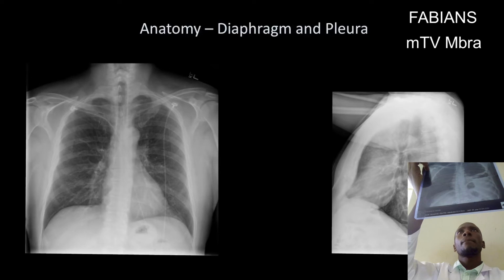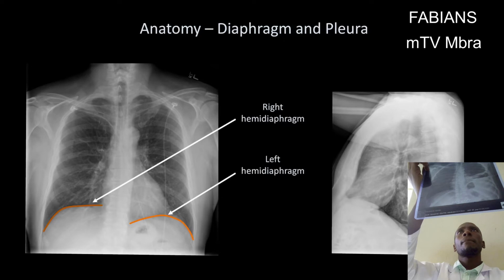Then let's go to the diaphragm. We have two, the right hemidiaphragm and the left hemidiaphragm. As you can see, the right hemidiaphragm is slightly above the left. Why? It's all about the positions of the heart and the liver. Anatomically, the apex of the heart is pushing on the left hemidiaphragm, so it is lower than the right.